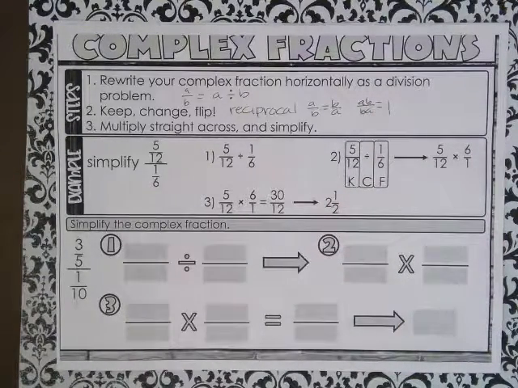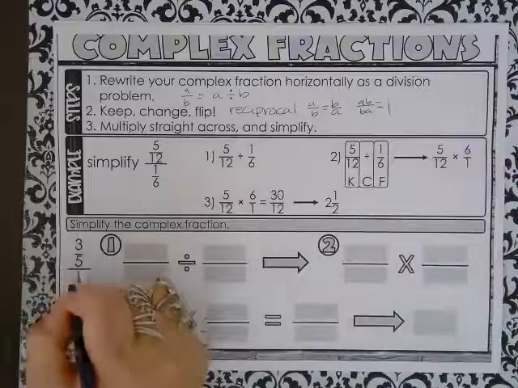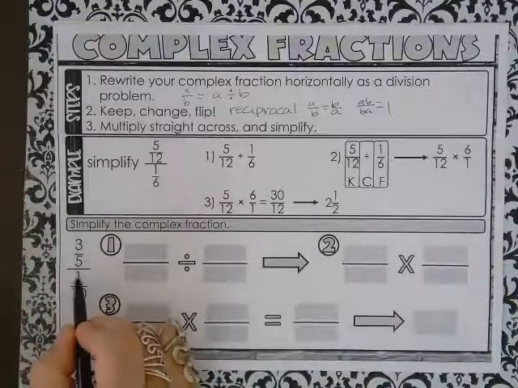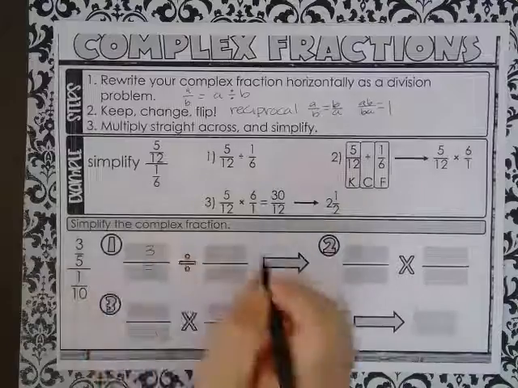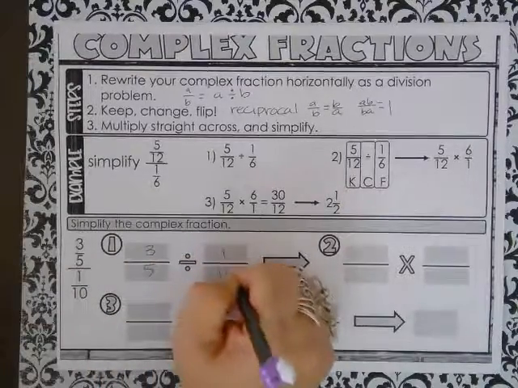And then we're just going to multiply. Numerator times the numerator, that's the top times the top. Denominator times the denominator, that's the bottom times the bottom. And then if there's anything we need to do, we're going to simplify it. So let's look at this first problem. This says 3/5 over 1/10, which really means 3/5 divided by 1/10.